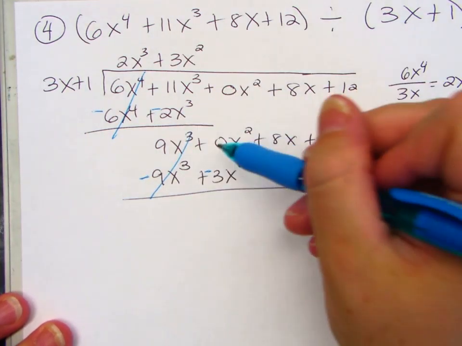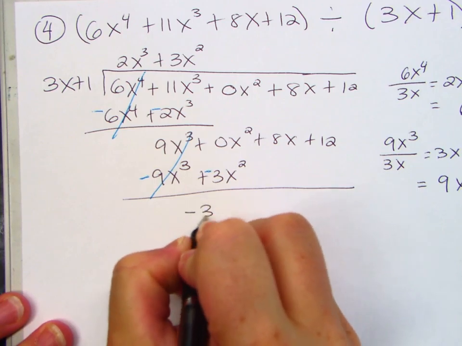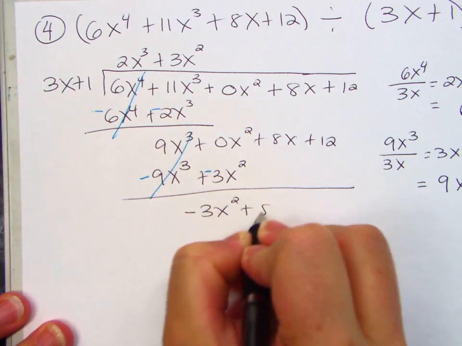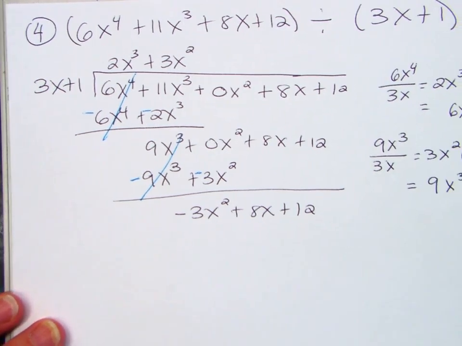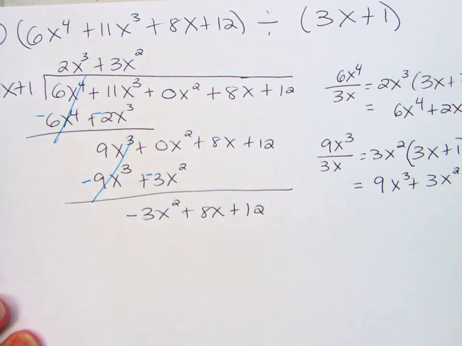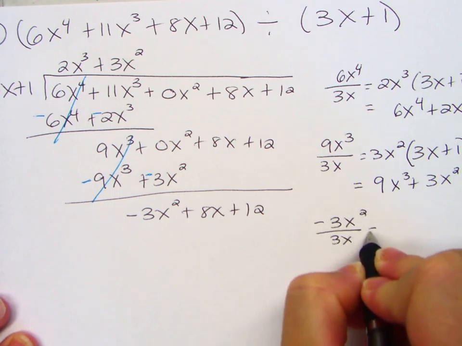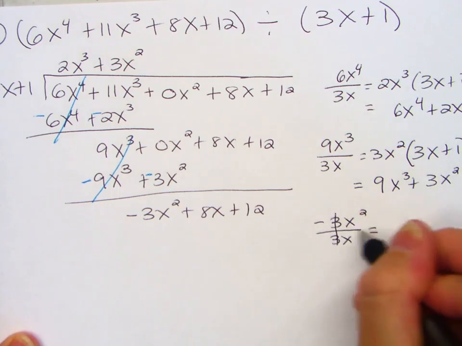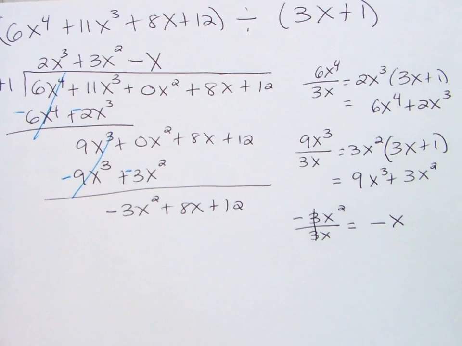These cancel. 0 and -3 is -3. So you get -3x squared plus 8x plus 12. Okay. Next term, -3x squared over 3x. The 3's cancel, and you're left with -x. You can put the 1 there if you want, but you don't have to.